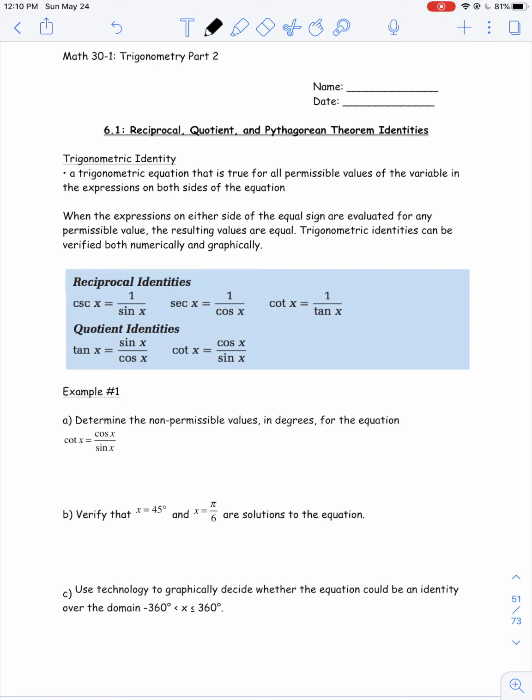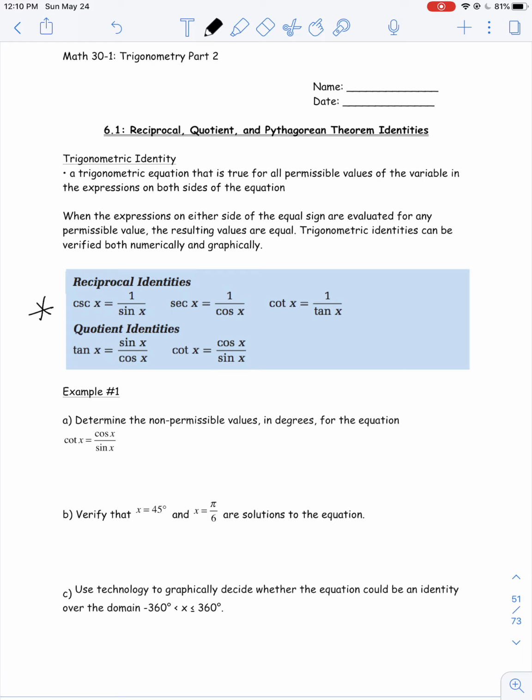And then the quotient identities are where tan x is always equal to sine x over cos x, which means that cotangent would be the reciprocal of that same fraction, which is then cos x over sine x. So these are important ones to note and keep in mind as we continue.